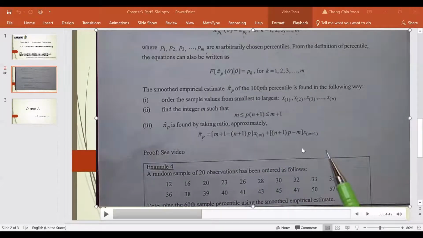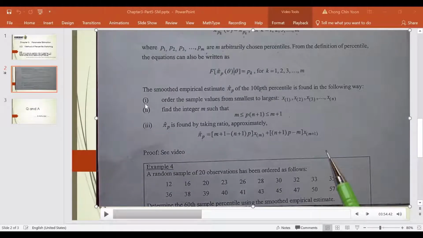Okay, so the next 3 steps are very important, class, because you need to calculate what is the pi p value. This pi p value, you can use the number 3 formula to calculate, provided you know what is your m. Okay, provided you know what is your xm and xm plus 1. All this can be found by the second equation, this inequality.